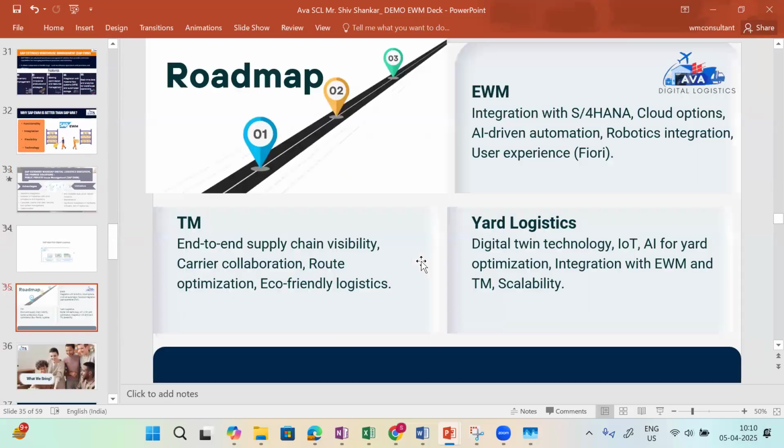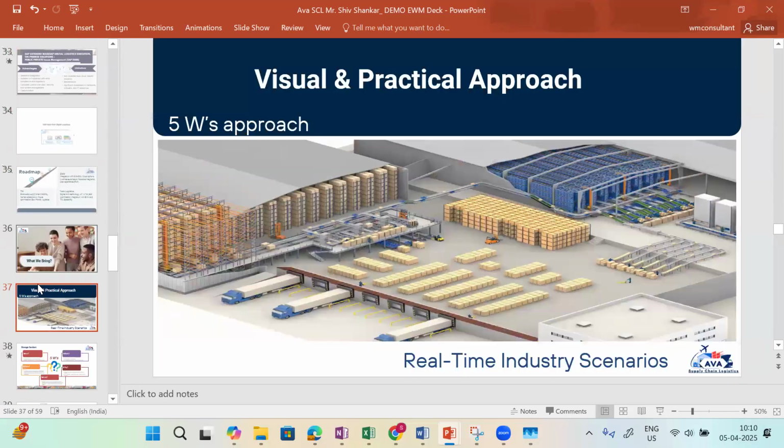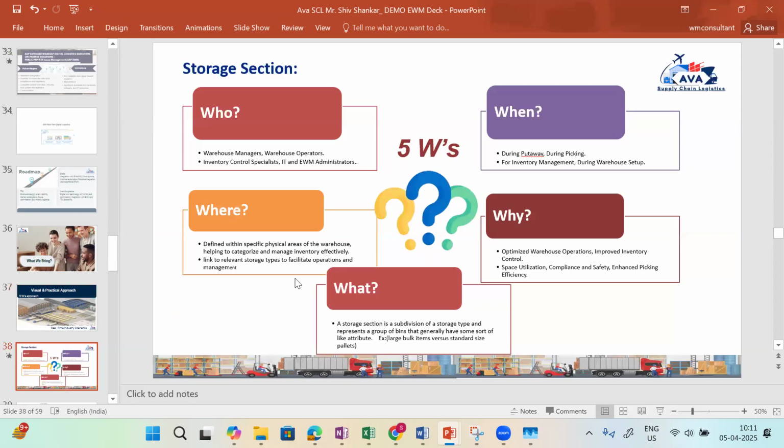Now, with this, I would like to say what we are going to bring. The training approach: we show it in the PPT, we explain in PowerPoint, and with a digital pad as well, apart from the 5Ws approach and real-time industry scenarios. I've taken one example within the warehouse, the storage section, which is one functionality of extended warehouse management. We discuss each function with the 5Ws: who, where, when, why, what.